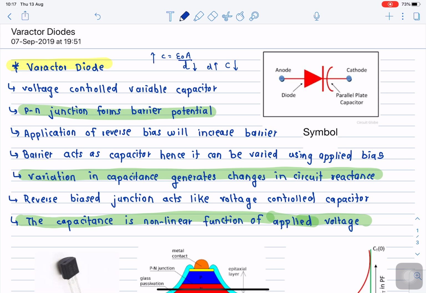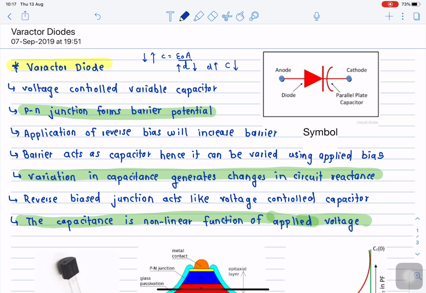On the other hand, if we reverse bias the diode, the junction width will become large, right? So the separation will increase and the capacitance in that case will decrease. Okay, so in front of you on my right hand side there is a symbolic representation of the Varactor diode. Essentially, a Varactor diode is a voltage variable capacitor, right? So a voltage controlled variable capacitor, we call it a Varactor diode.